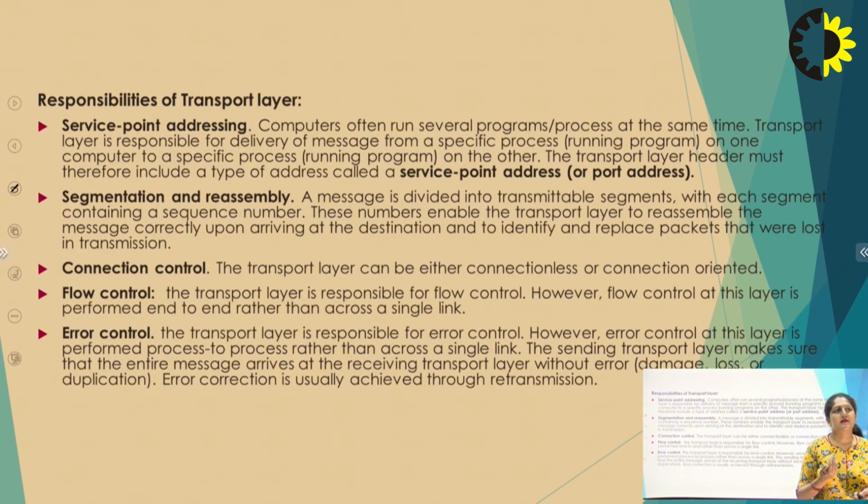So what are the responsibilities? Firstly, service point addressing. What is service point addressing? A computer runs several programs or processes at the same time. The transport layer is responsible for delivering a message from a specific process on one computer to a specific process running on the other. The transport layer header must include a type of address called the service point address.